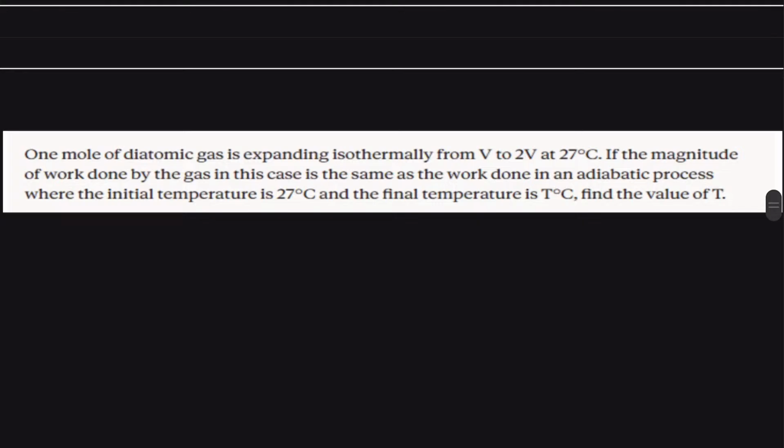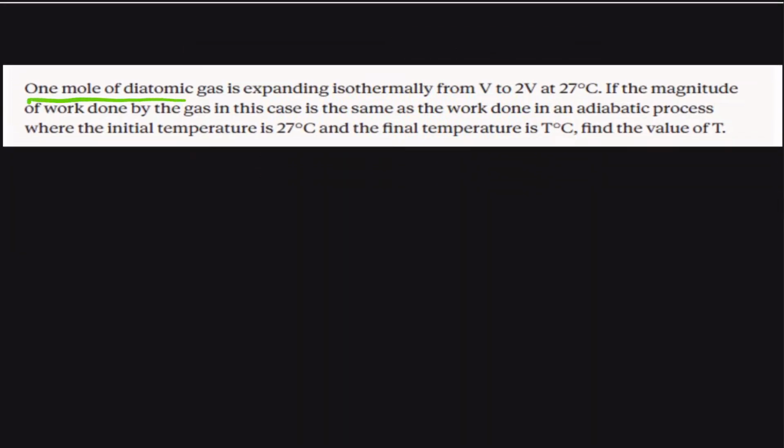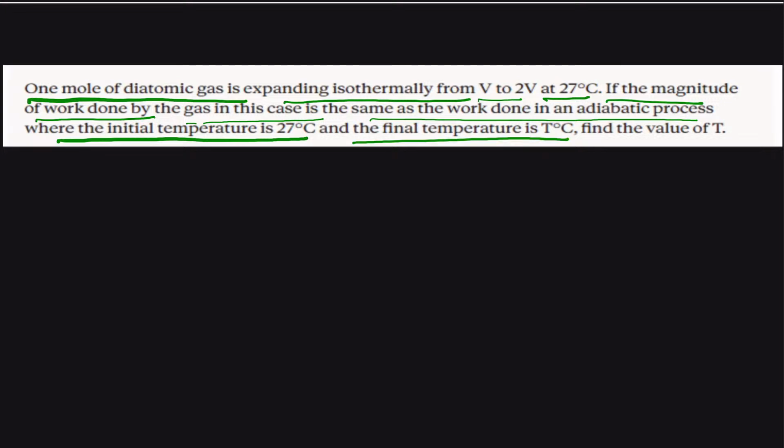It states that a mole of diatomic gas is expanded isothermally from V to 2V at 27 degrees centigrade. If the magnitude of the work done by the gas in this case is the same as the work done in an adiabatic process, when the initial temperature is 27 degrees and the final temperature is T degrees centigrade, find the value of T. So, work done in isothermal is equal to work done in adiabatic. Let us start with the work done part, then we can move forward.